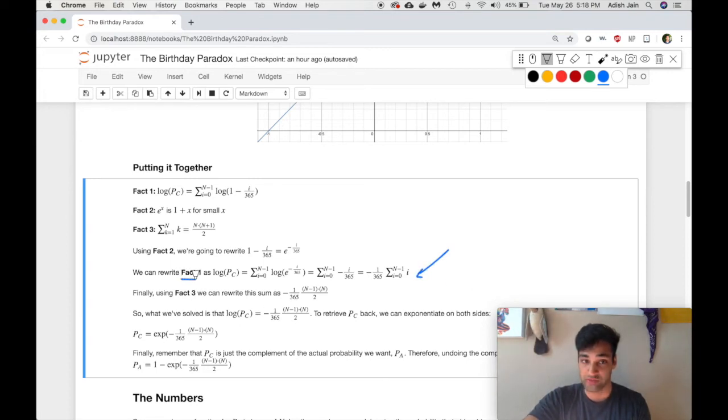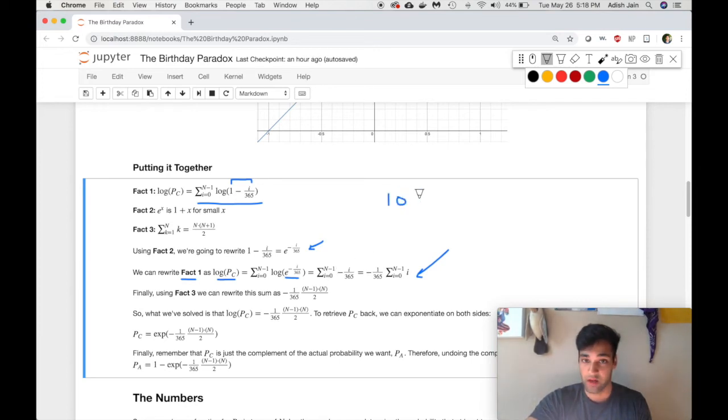So using fact 1, we're going to be able to rewrite this log PC. Now, substituting 1 minus I over 365 with actually just what we found here, e to the negative I over 365, okay? So now we're taking the sum of the log of e to the negative I over 365, and log and this exponentiation, they're going to undo each other, and that holds in any case, right?